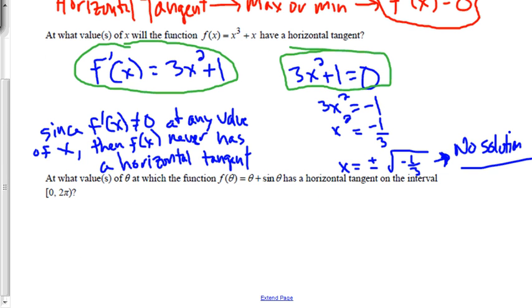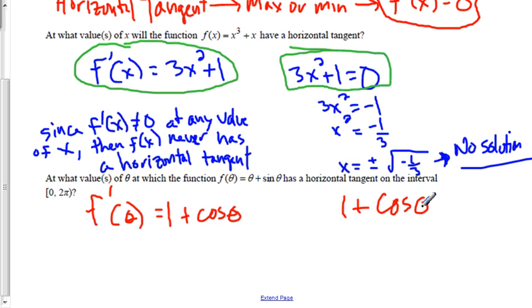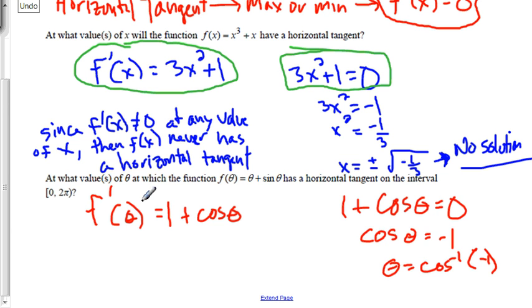For the last one, we want to do the same thing. So the derivative is 1 plus cosine theta. Now we're going to set that equal to 0, and now we're going to solve. We get theta is where the inverse cosine is -1. There's an infinite number of answers, but they say on the interval from 0 to 2 pi, not including 2 pi. So we find out theta is just pi, because obviously it could go around the circle an infinite number of times. Okay, so we'll take a look at some homework next class.